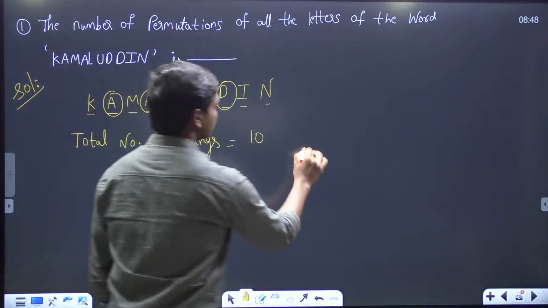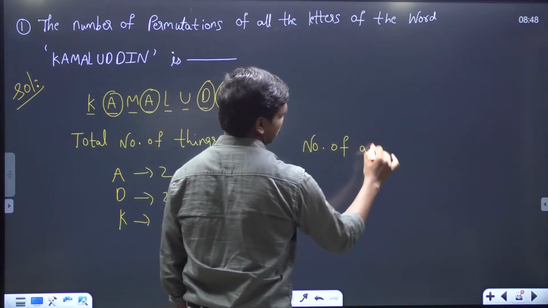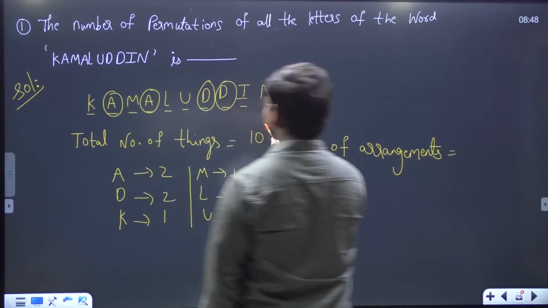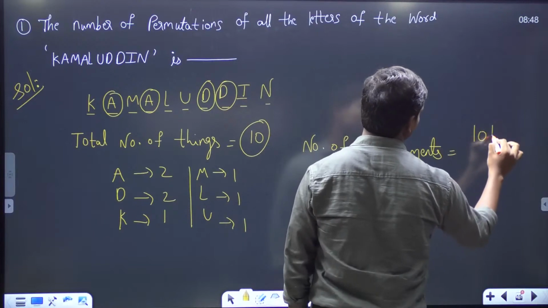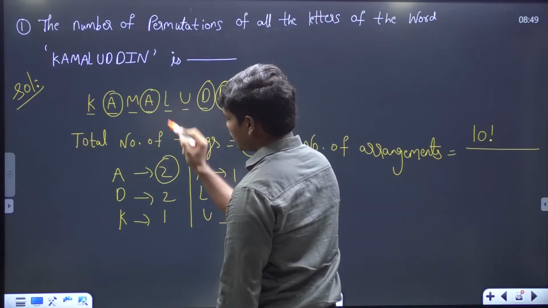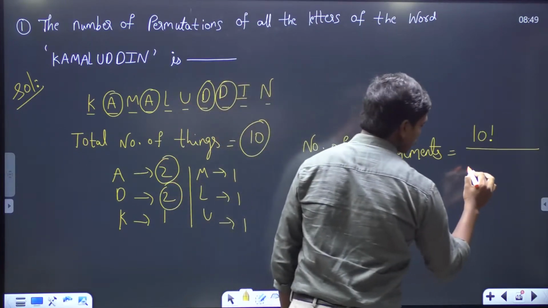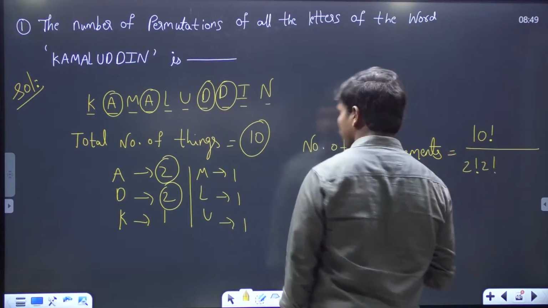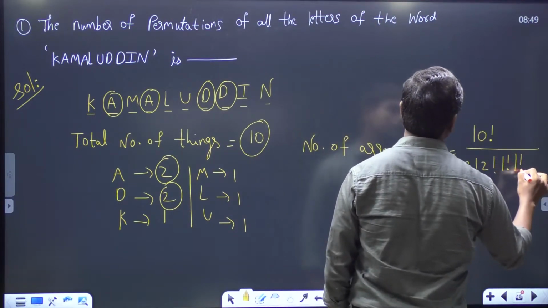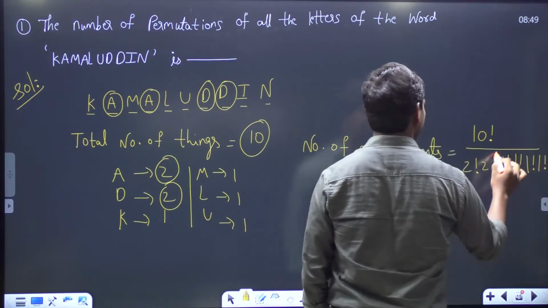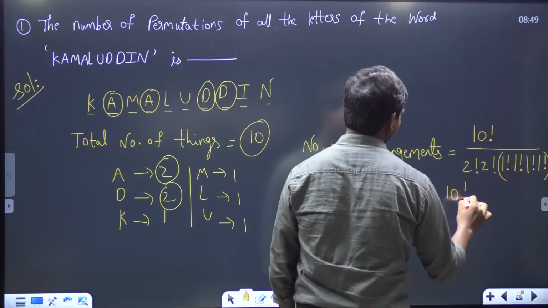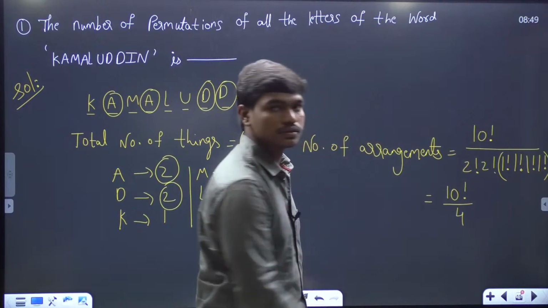So the number of permutations, which means the number of arrangements, is equal to the total number of things available, 10 factorial, divided by, now 2 times A is occurring here and 2 times D is occurring here. So 2 factorial into 2 factorial into, and all other elements occur only once, so 1 factorial into 1 factorial into 1 factorial into 1 factorial. Of course, the product of all these 1 factorials is 1. So 10 factorial divided by 4. This is the answer.